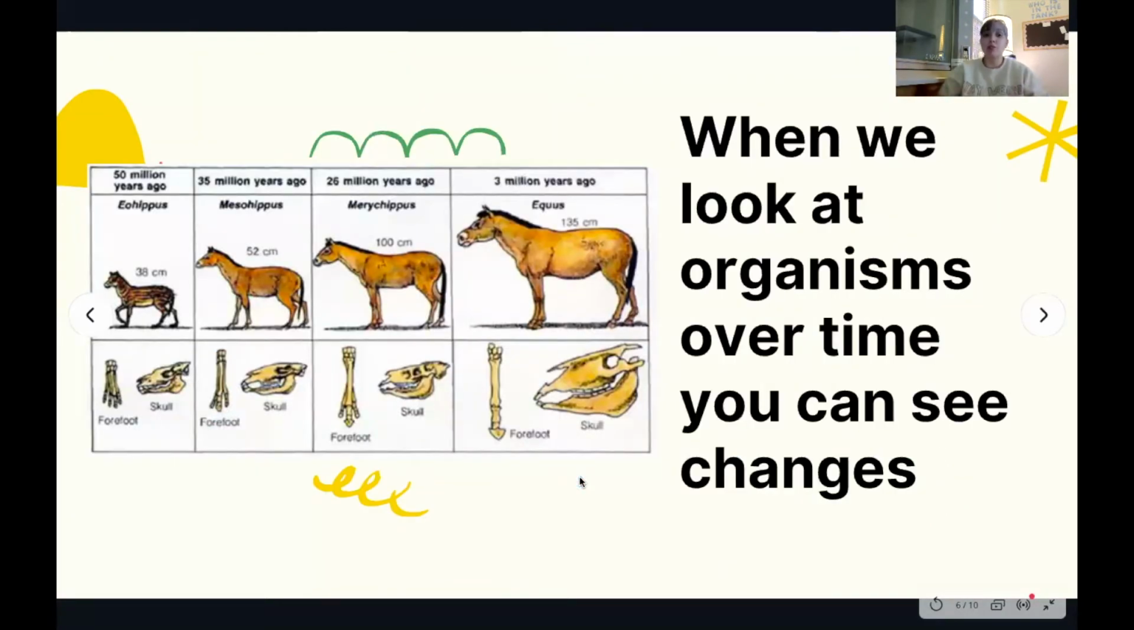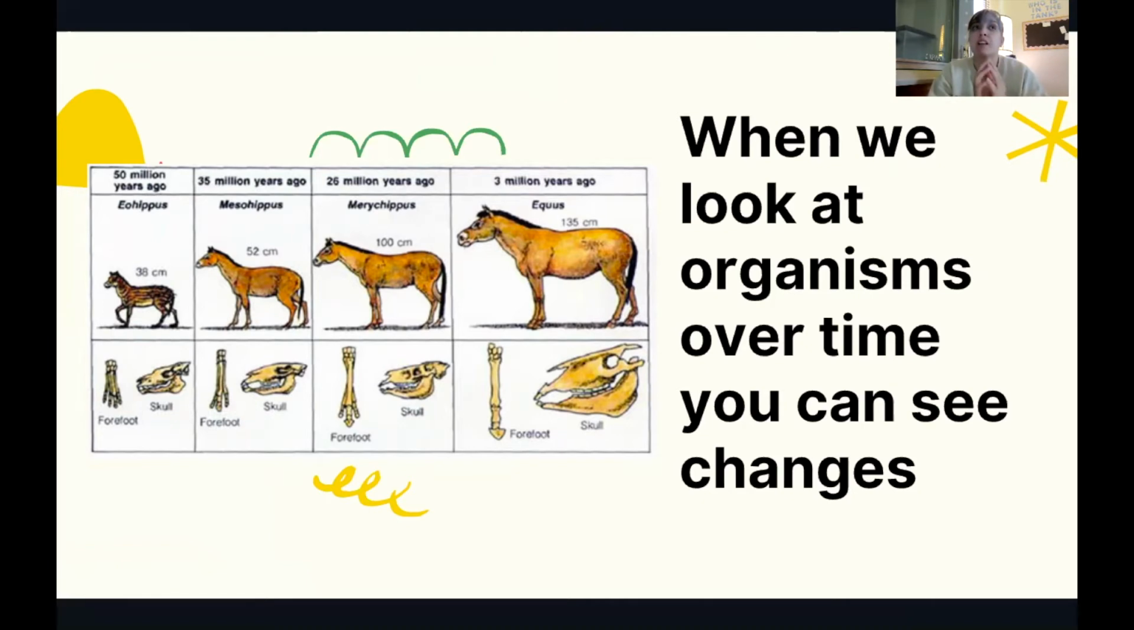When we look at different organisms, we can see how they've changed over many years. This is done through fossil records because obviously we weren't there 50 million years ago, but you can definitely see the differences and the changes that have come. So this example is of a horse.